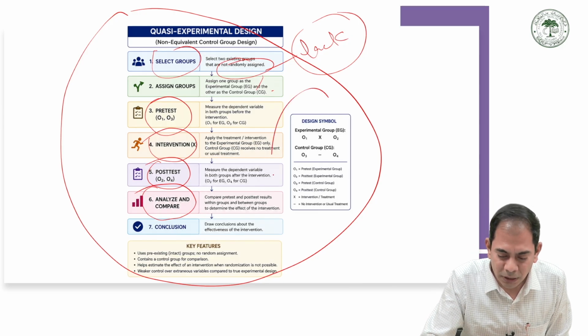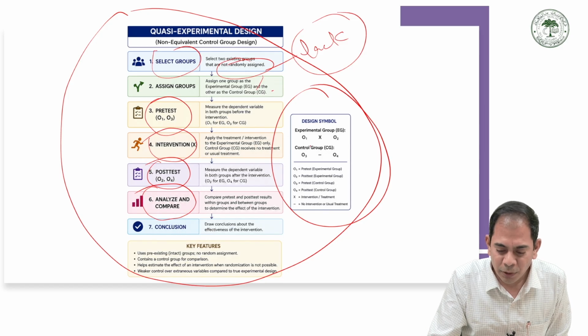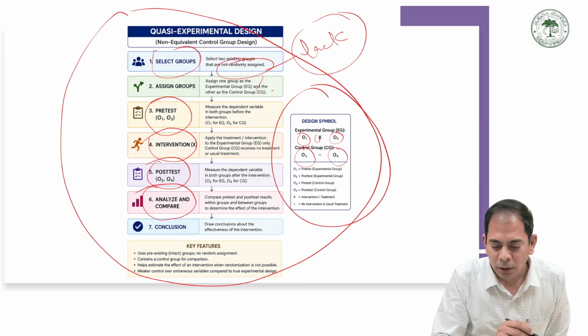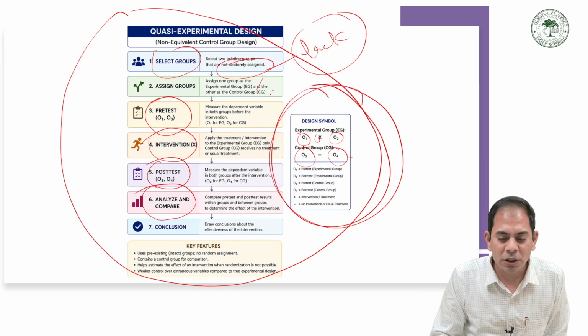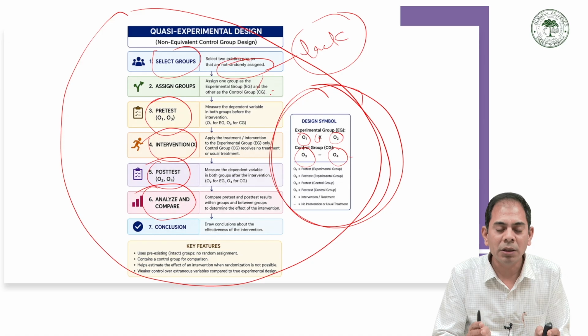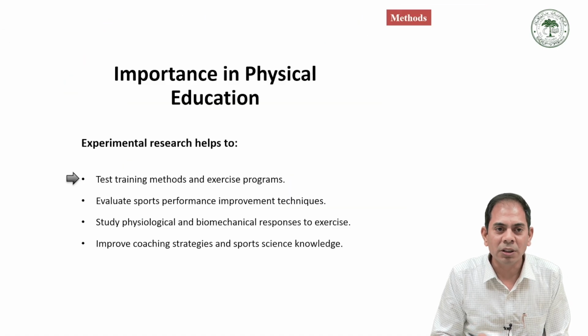So the design is simple here. This is the experimental group: record, treatment, and record the data. And the control group: record the data, no treatment, and after the specific time record once again. So this is the same process, but with the lack of randomization in the quasi-experimental research design.